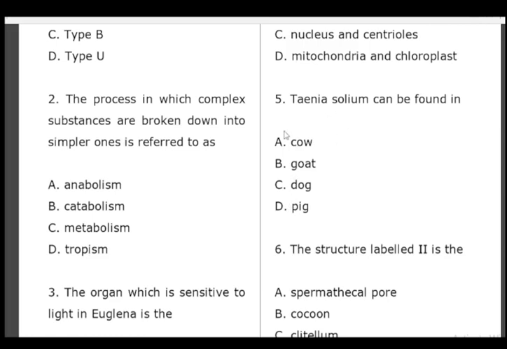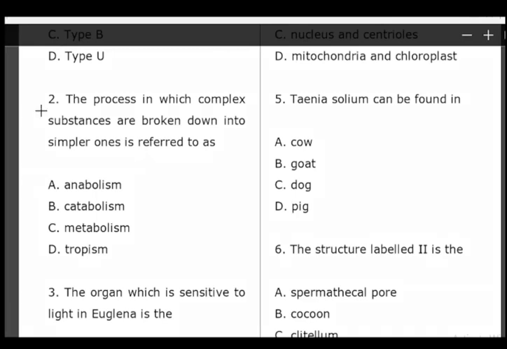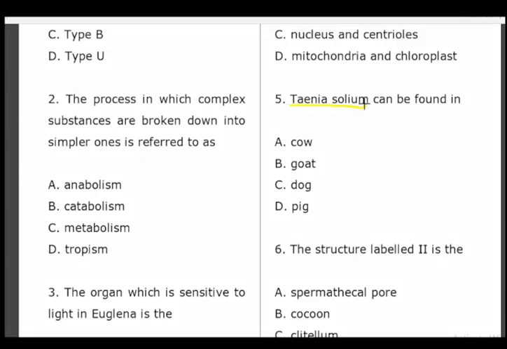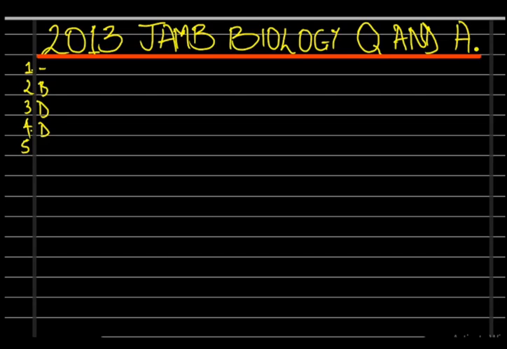But let us quickly understand what it is. When we talk about Taenia solium, we are talking about the tapeworm. That is the scientific name of the tapeworm, the Taenia solium, as seen here. Since it is found in the pig, let us quickly say a few things about the Taenia solium. The Taenia solium, that is the scientific name for tapeworm, majorly found in the pigs.